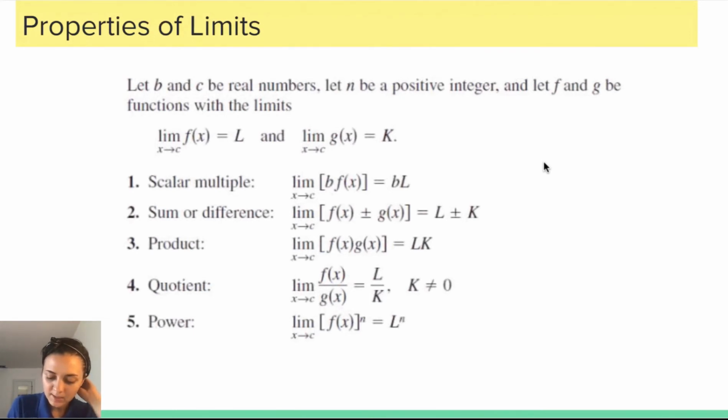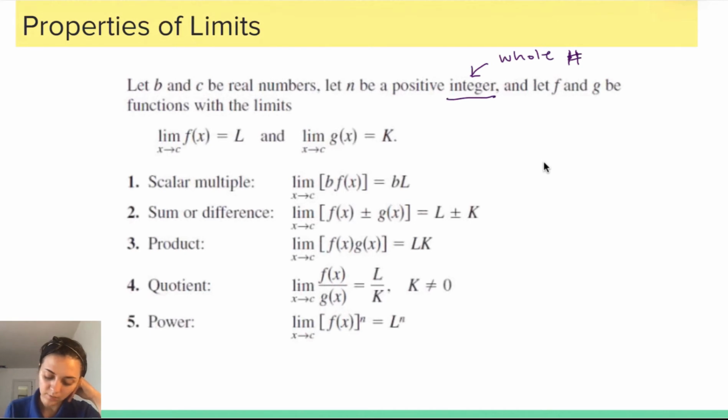So let b and c be real numbers. So b and c are just numbers. And n be a positive integer. Remember, this word integer really just means whole number. Okay, it's just a whole number, pretty much. And let f and g be functions with the limits. So it tells us that the limit as x approaches c of f of x equals L, and the limit as x approaches c of g of x equals k. So just giving us different limits at c for these functions.